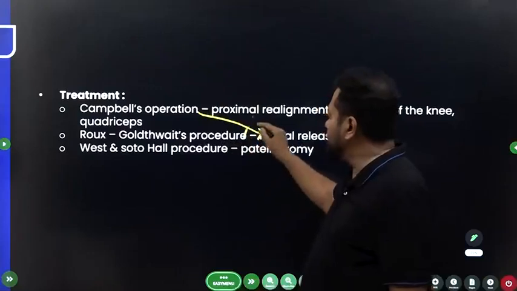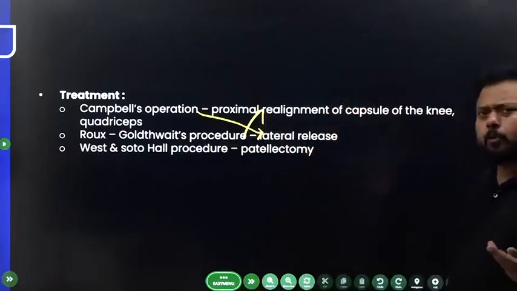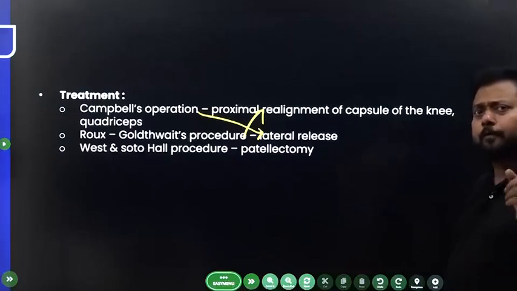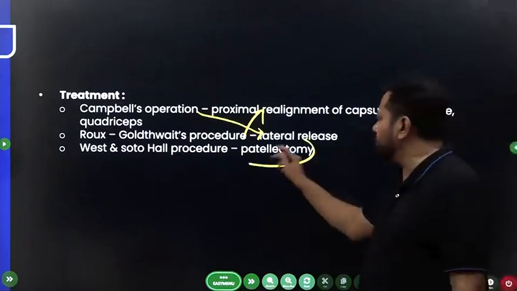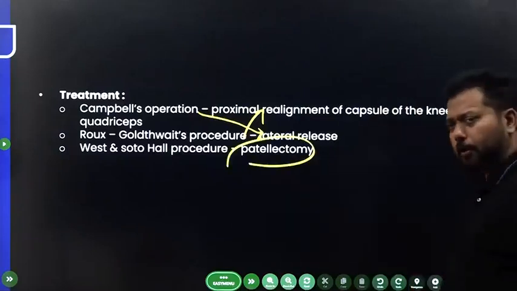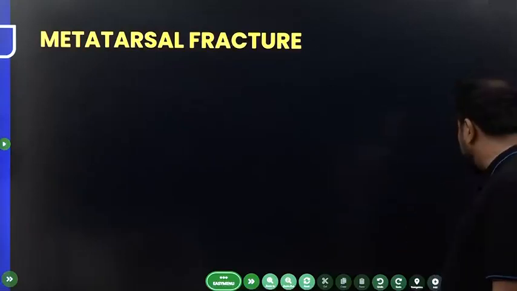Roux and Goldthwait procedure is proximal realignment of the capsule of the knee. Western Soto Hall means only if the patella is there, it is going for recurrent dislocation. So remove the patella. Patellectomy is called Western Soto Hall's technique. Yes. Then coming to the metatarsal fractures.